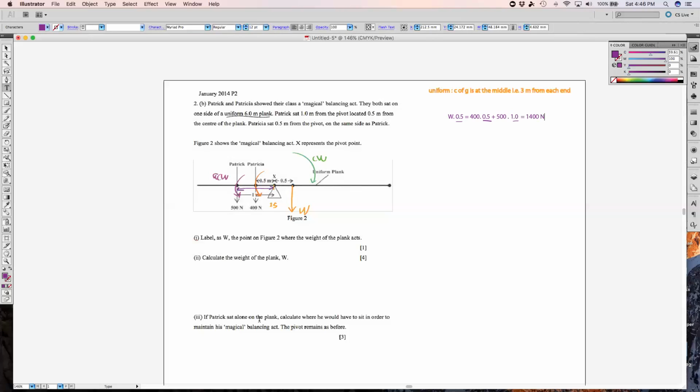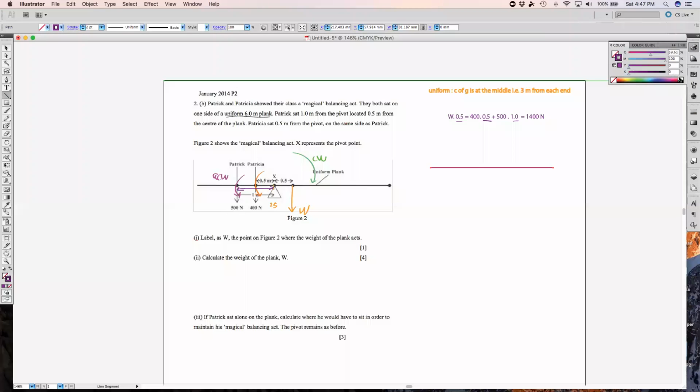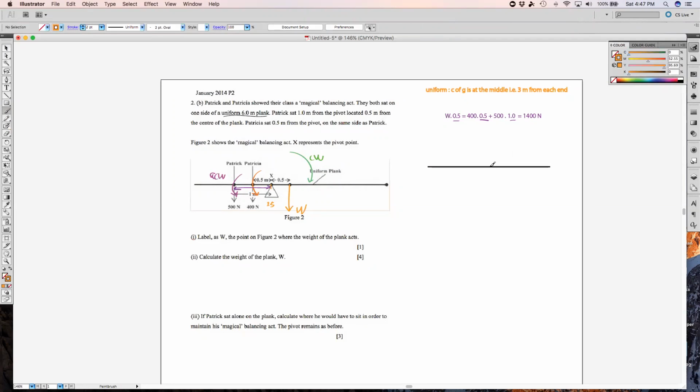If Patrick sat alone now, so we're removing Patricia. If Patrick sat alone, calculate where he should have to sit in order to maintain this balance. So let's draw a little diagram to help us here. Again, this is the plank. And again, the center of gravity of the plank is located at the middle of the plank, which is 3 meters from either end. So that's where the center of gravity is.